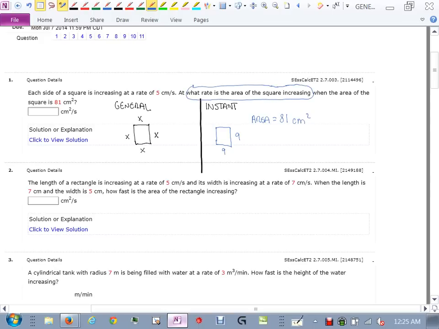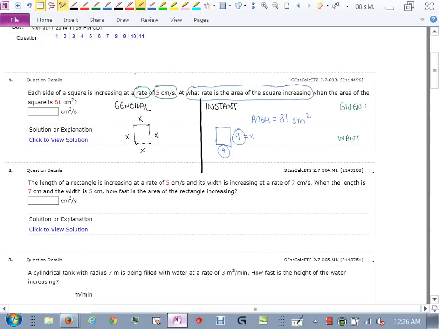So I'm going to go back to my general picture and make sure I have assigned variables here. Look at my instant picture. I know what the variable is, right? At that point in time, x is going to be 9. And then now I'm going to write down what I'm given and what I want in the problem. Well, I'm given, first of all, a rate. Okay, that's the key thing. A rate is a derivative, and the rate is 5 centimeters per second.